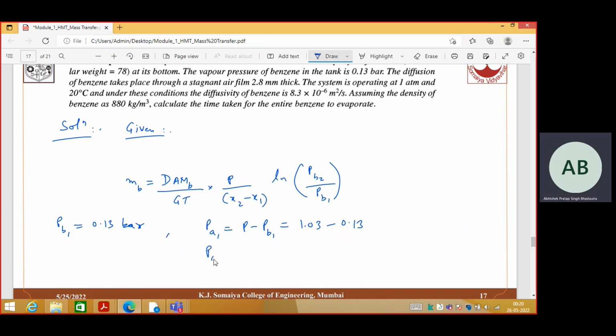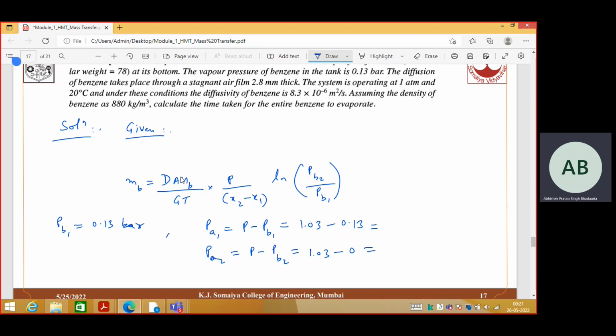Now this PA2 will be equal to P minus PB2. That is equal to 1.03, and this PB2 is 0, so we can calculate this. So I know PA1 and PA2. Now all the values are known to us.